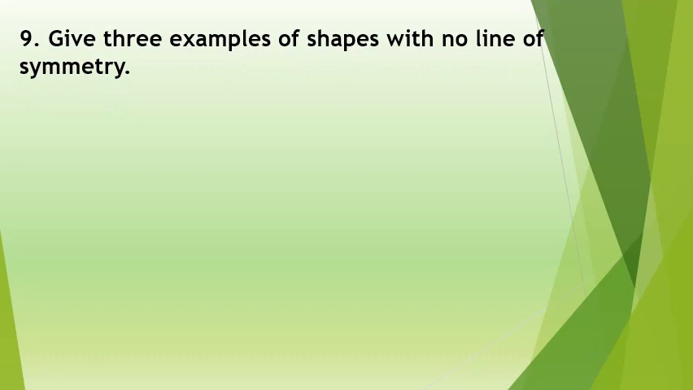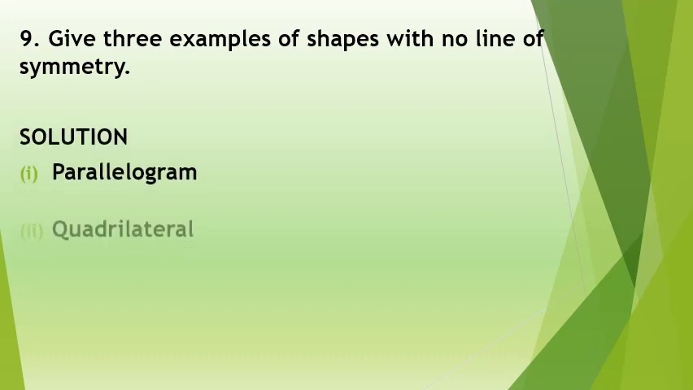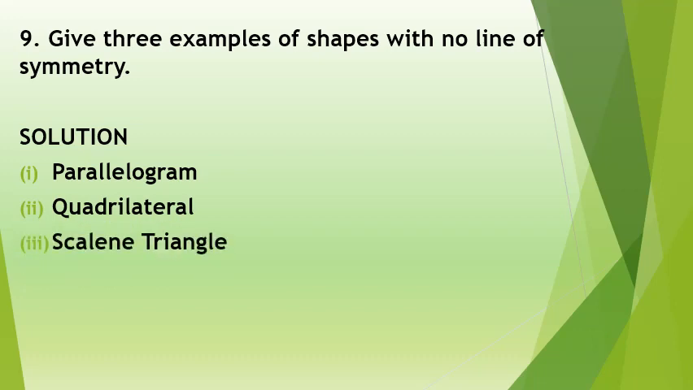Next question, question number 9. Give 3 examples of shapes with no line of symmetry. Children, you know that a quadrilateral has no line of symmetry. Similarly, a parallelogram has no line of symmetry. And a trapezium has no line of symmetry. Scalene triangle also has no lines of symmetry.